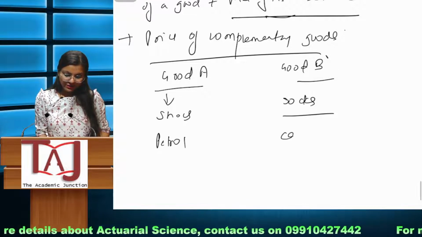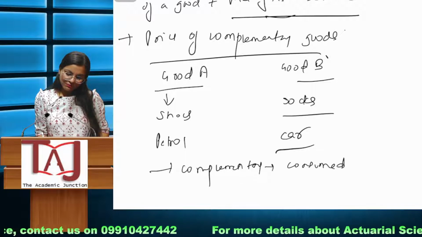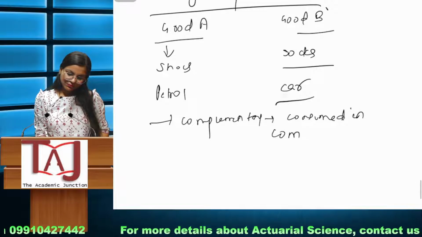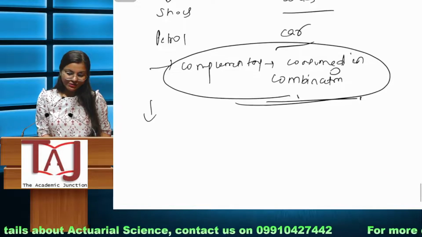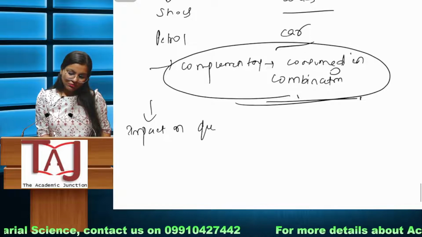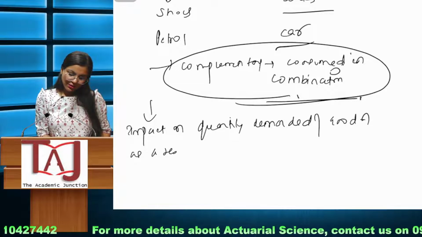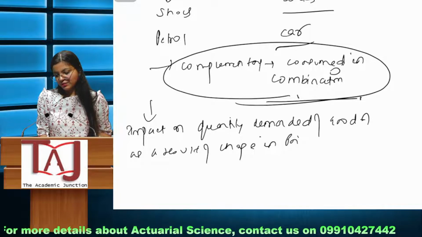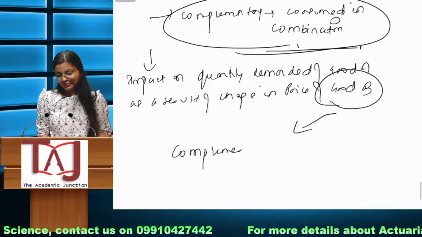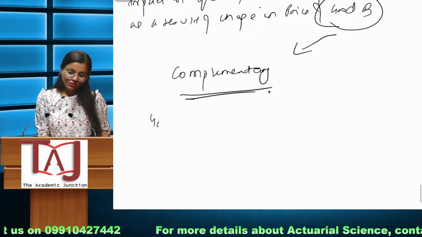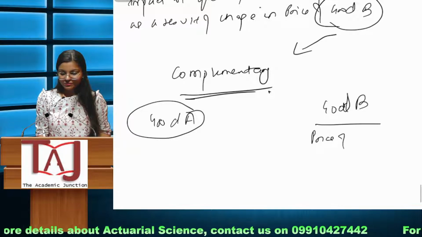Then let's say petrol and car. These are complementary, that means consumed in combination. Because these are complementary goods, now let's study the impact on quantity demanded of good A as a result of change in price of good B. What is good B now? Complementary. So again let's study the impact. The price of A has not changed, the price of B has risen. So price of B has risen.